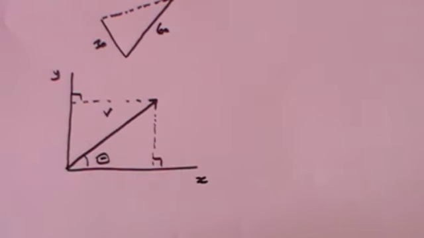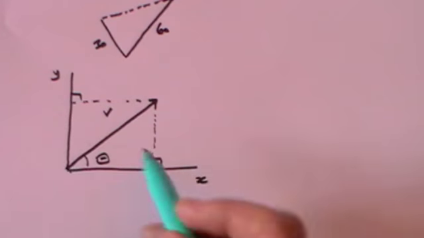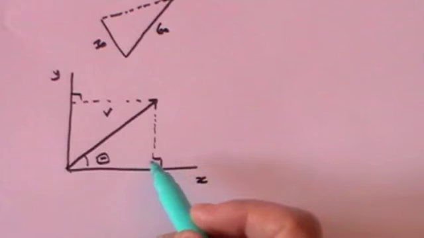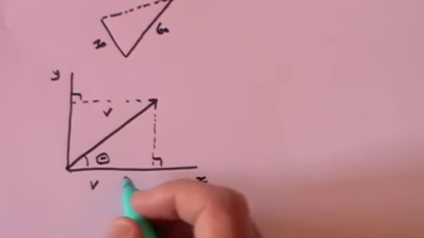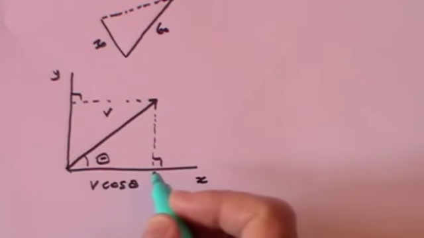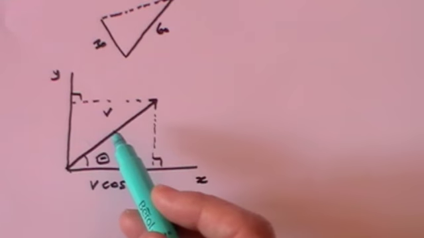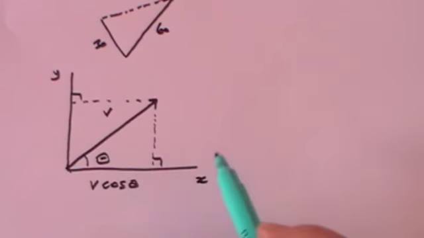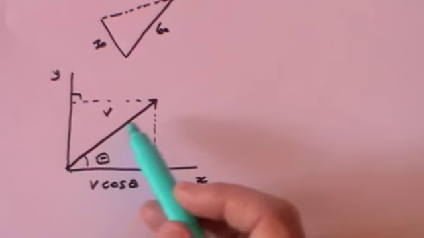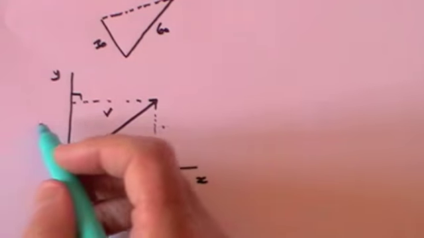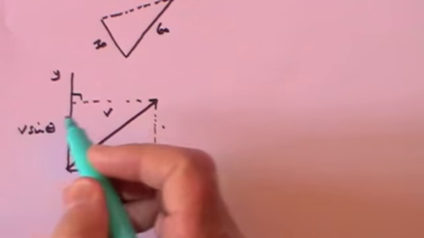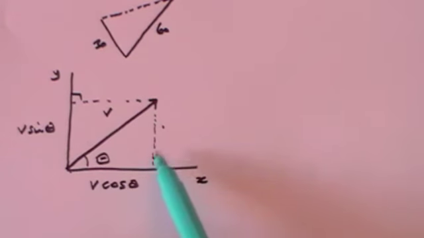And now it's fairly simple trigonometry. This length divided by this length would be the cosine of the angle theta. So that means that this component is v cosine theta, because v cosine theta divided by v is cosine theta. Similarly, this length divided by this length is sine theta. So this must be v sine theta, because these two are obviously the same distance, and v sine theta divided by v is sine theta.